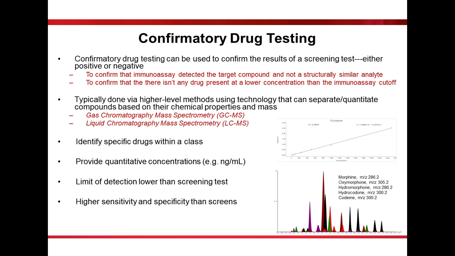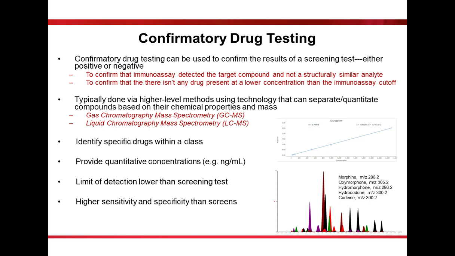Typically, this type of testing is done using a higher level method, using technologies that can separate and quantitate compounds based on their chemical properties as well as their mass. And so most commonly, gas chromatography mass spectrometry and liquid chromatography mass spectrometry are used. And so in the upcoming slides, I'll touch more and describe these technologies. But confirmation testing can also identify specific drugs within a class. So instead of just being able to say that someone is positive for opiates, you can specifically say that they are positive for the drug oxycodone as well as its metabolites noroxycodone and oxymorphone.